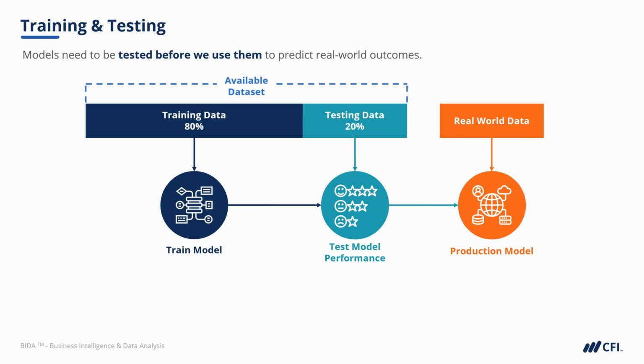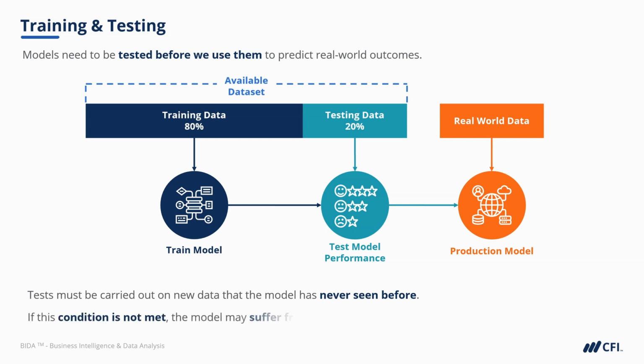The reason this is so important is because in the real world, the model also will not have seen the data before. Now obviously at any stage we can go back and improve the model if it's not performing to expectations. But the key really is that tests must be carried out on new data that the model has not previously seen. If this condition is not met, the model may suffer from what's known as data leakage, which basically means the model has cheated during the training phase and may well lead to worse performance in the real world.